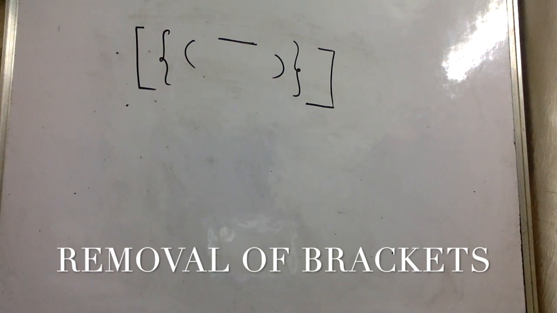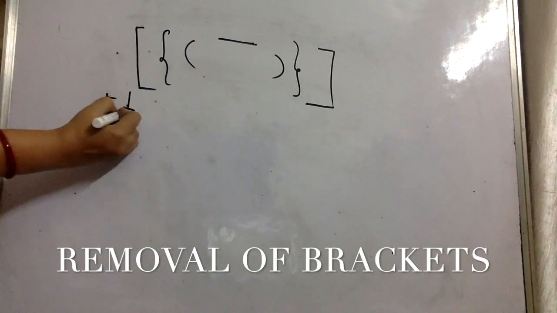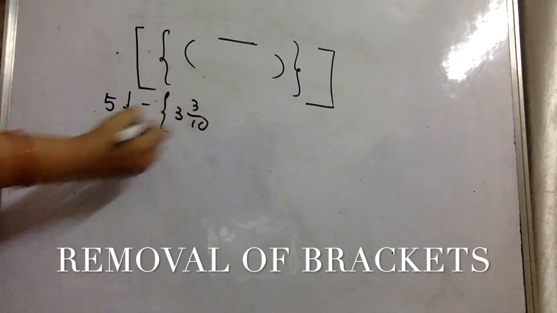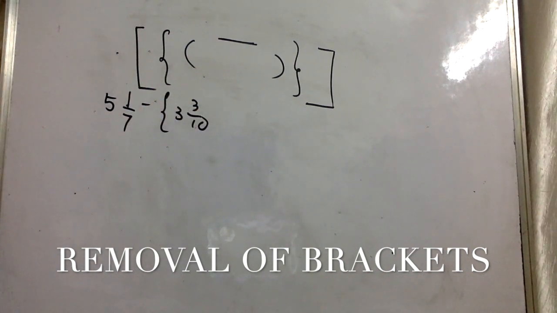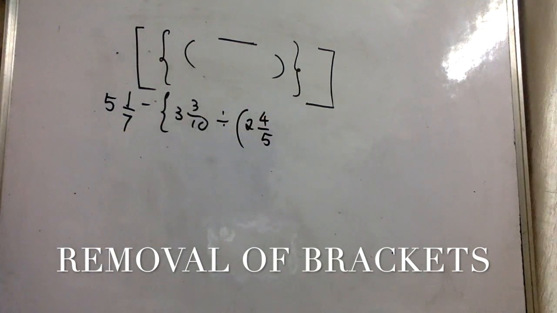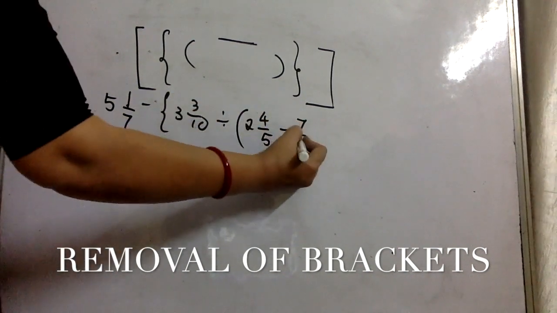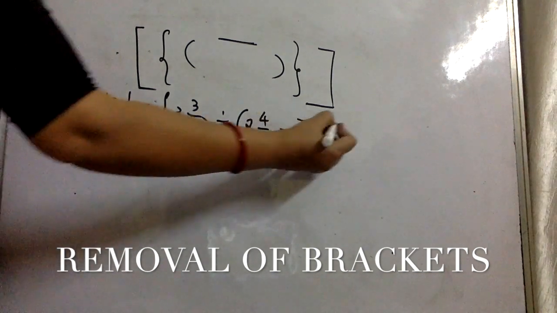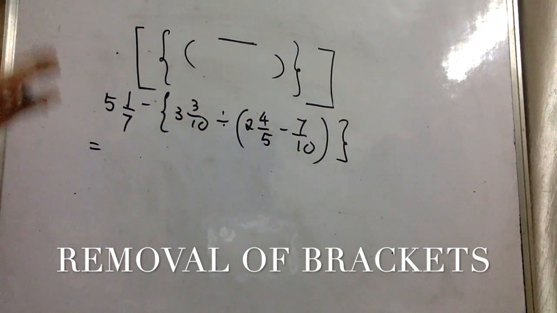See, I will take up one question where they have used 3 brackets. Okay, so the question goes like this: 5 1 by 7 minus 3 3 by 10. Okay, and then divided by, it comes to 2 4 by 5, just note the brackets, 2 4 by 5, then minus 7 by 10, minus 7 by 10, and time to close all the brackets. So we shall be closing this curly bracket now. So in this question we have used only two brackets.